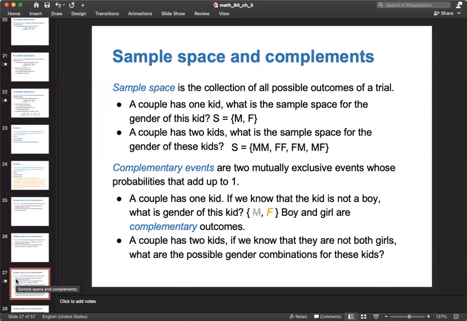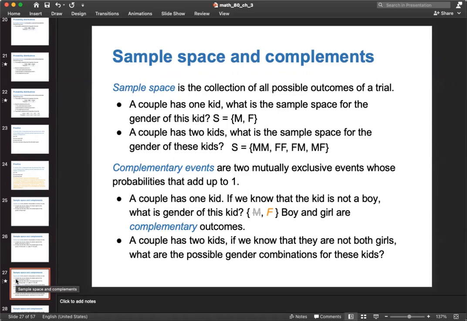All right, let's take a look at something called a complementary event. Complementary events are interesting. They're basically 2 mutually exclusive events whose probabilities add up to 1. So a couple has 1 kid. Well, if you know the kid's not a boy, then we know what the gender of the kid is, because we can eliminate the outcome that the kid is male. So it's going to be female in this case. So boys and girls are complementary outcomes. They're disjoint and the probabilities add up to 1.